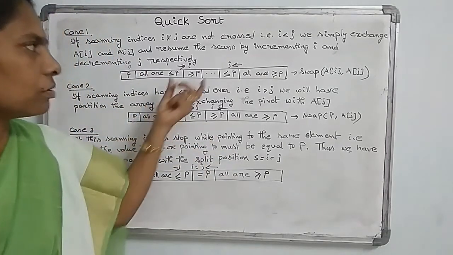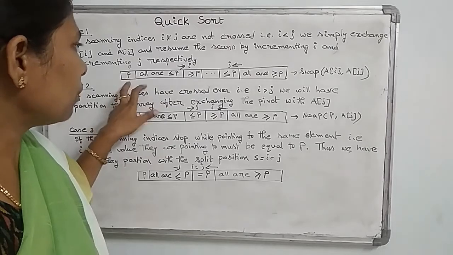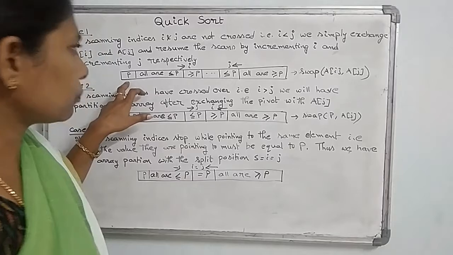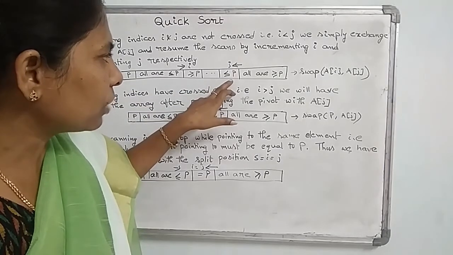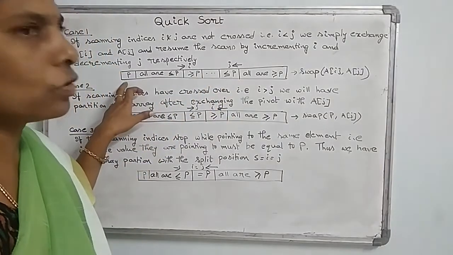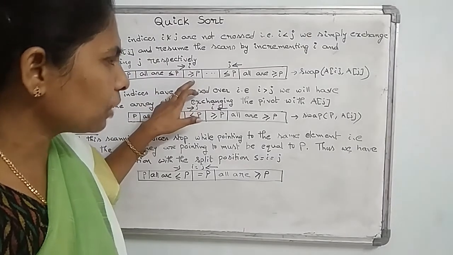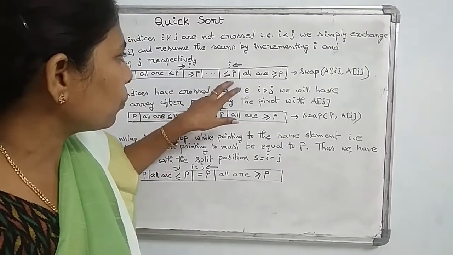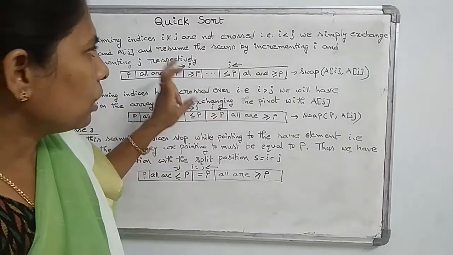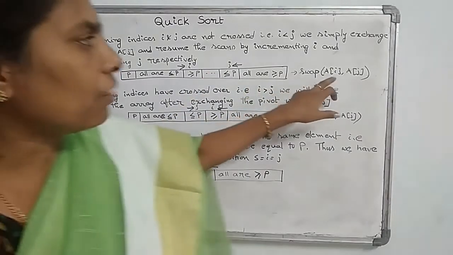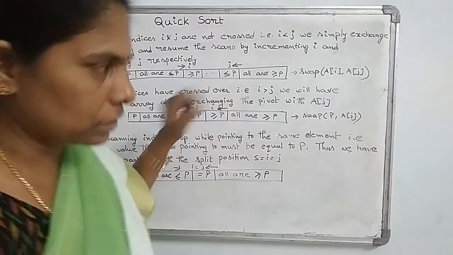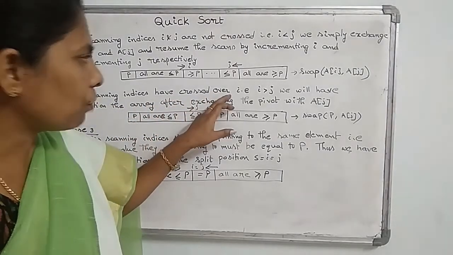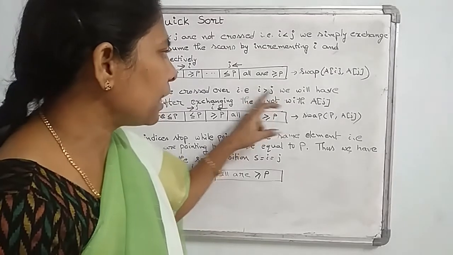So this is the array, and in it we have the pivot element p. In the i position we find the element greater than p, and in the j position we find the element smaller than p. So you identify the positions, the i and j values. If i is less than j, then you swap A of i and A of j. That is the first case. And the second case is if the scanning indices have crossed over, that means i is greater than j.